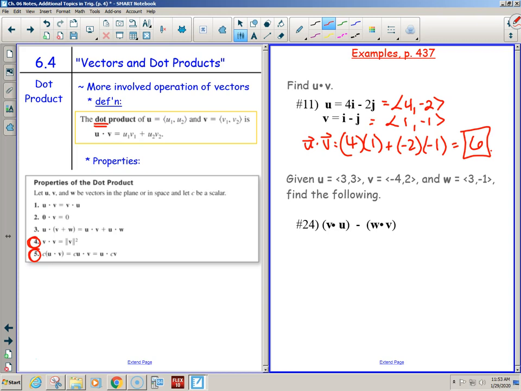Wait, it's a number? Yeah, it's a number. It's a helpful number. It's a useful number. It's very commonly used in physics. But it's a number, not a vector. So what happens when you multiply a vector? It's a number.